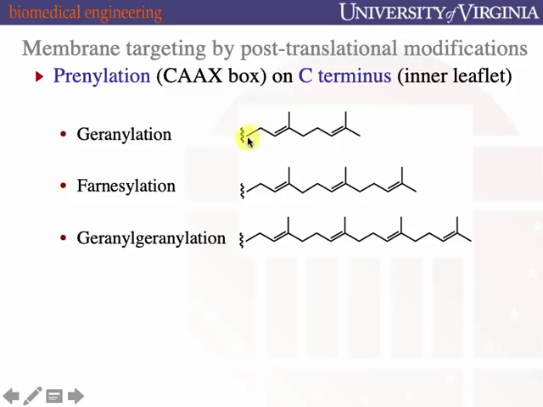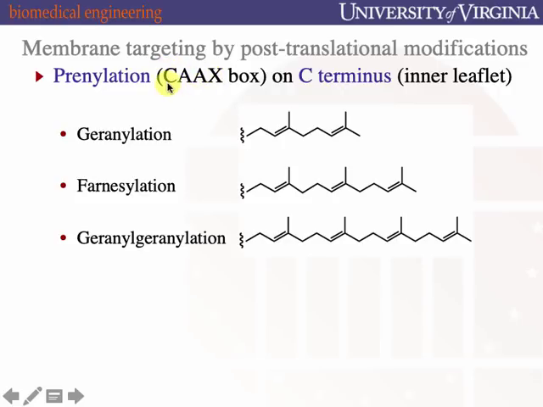Prenyl modification is this group right here: carbon, double bond, carbon, carbon. Prenyl groups are added onto a particular amino acid consensus on the C-terminus of proteins, and that motif is called a CAAX box. The CAAX box stands for cysteine, alanine, alanine, and any amino acid.